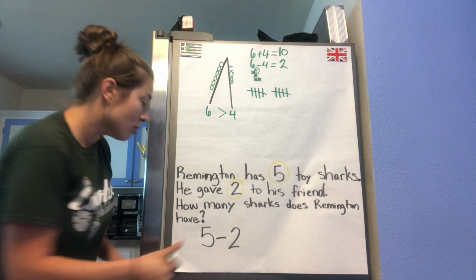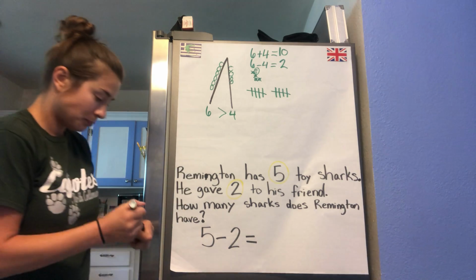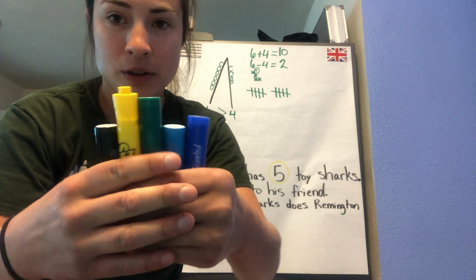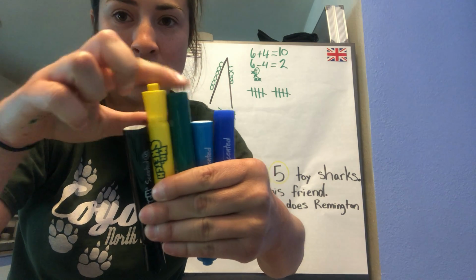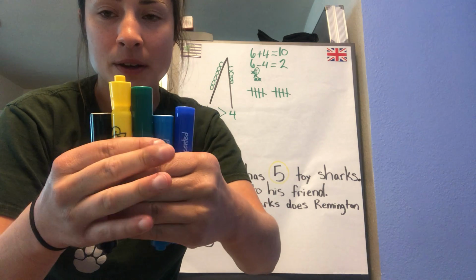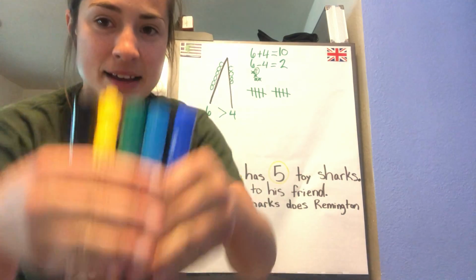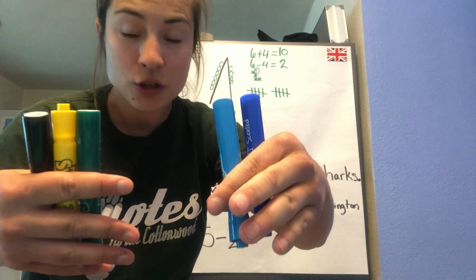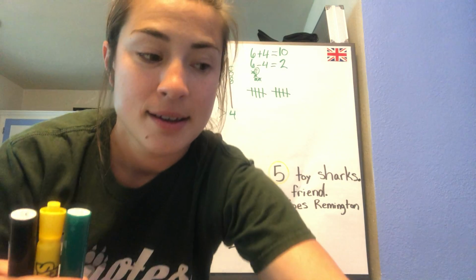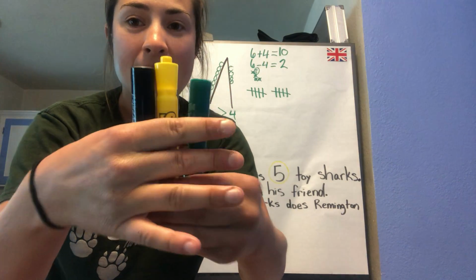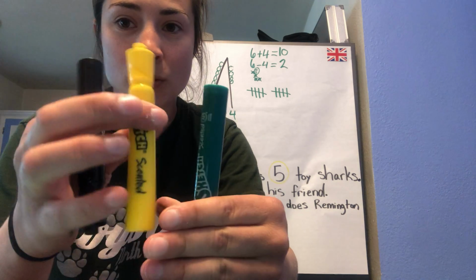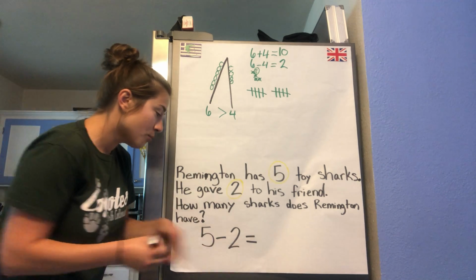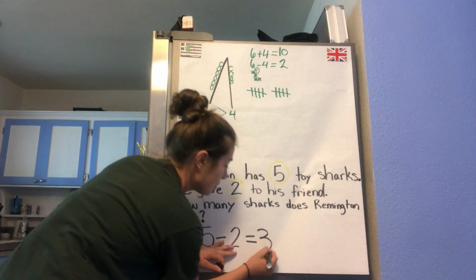5 minus 2 is the same as, so here's our sharks again. I'm going to count them. You can count them too. 1, 2, 3, 4, 5. Then Remington has 5 sharks, but he gave 2 sharks to his friend. So now his friend has 2 sharks, and Remington has 1, 2, 3. 5 minus 2 is the same as 3.